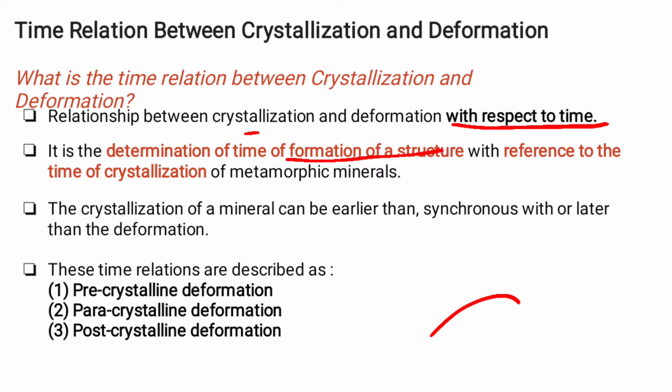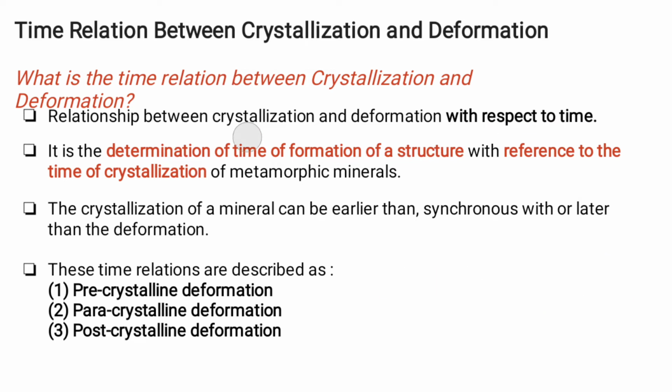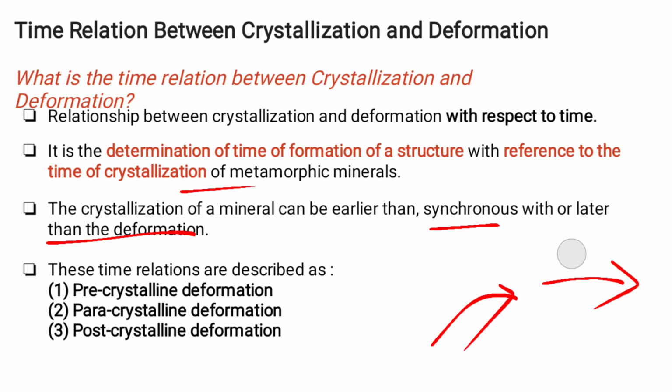Structure with reference to the time of crystallization of metamorphic mineral. So in metamorphic mineral, what happened? They are very complex. First it got distorted and then again formed. Okay. So, with reference to the time of crystallization of metamorphic mineral, the crystallization of a mineral can either be synchronous, go hand in hand, or be later than the deformation, or can be formed after the deformation occurs.